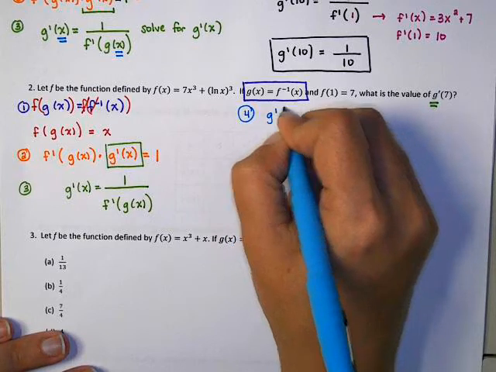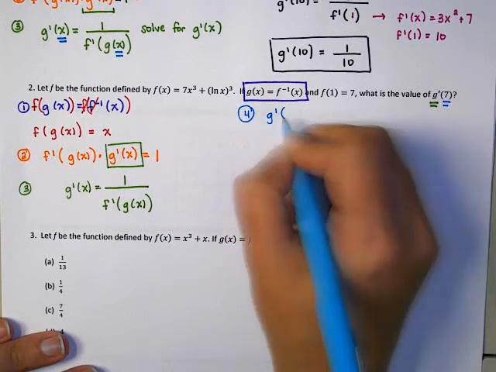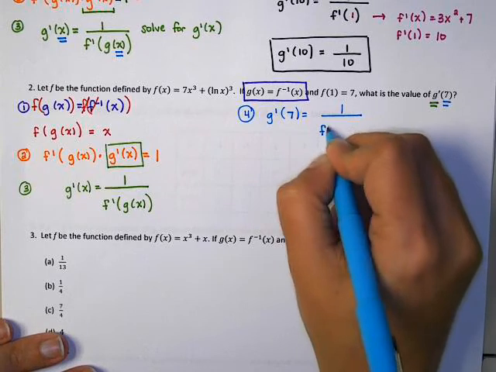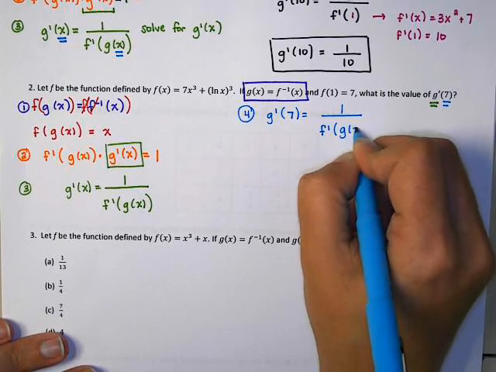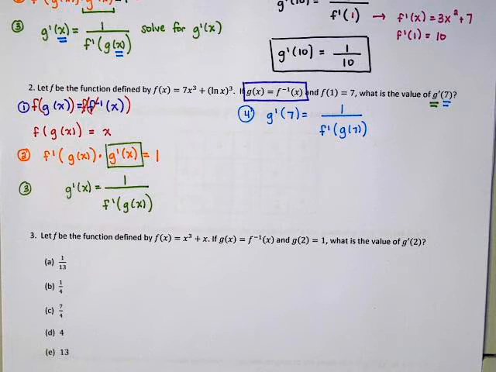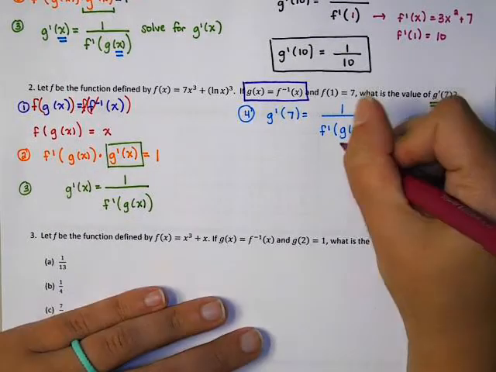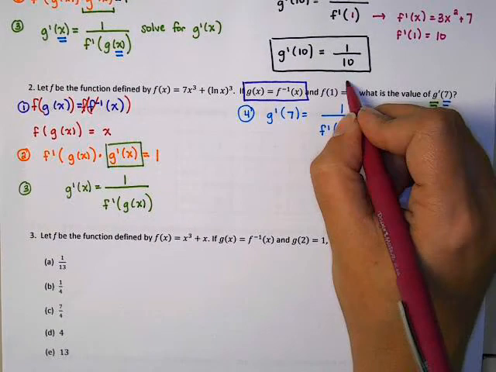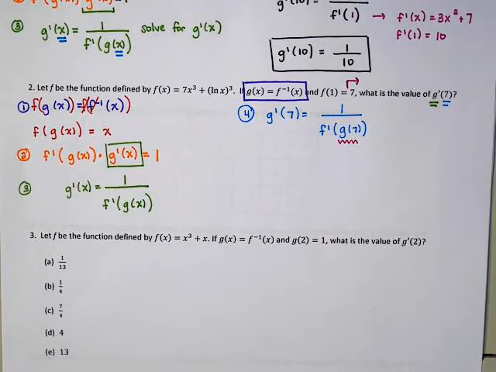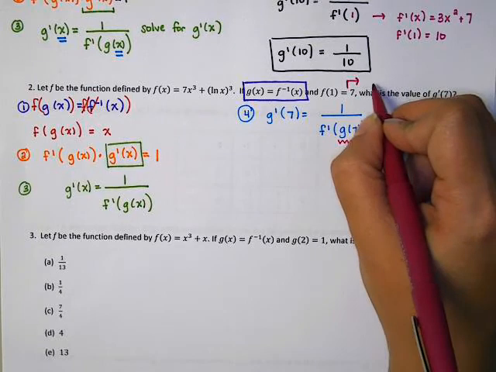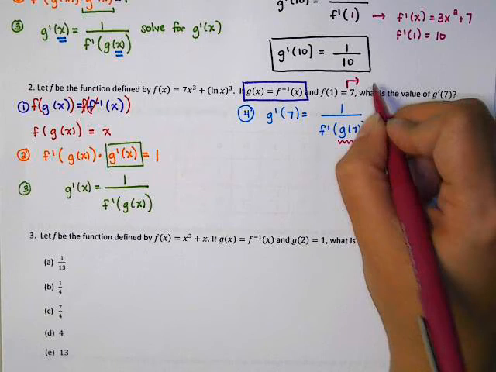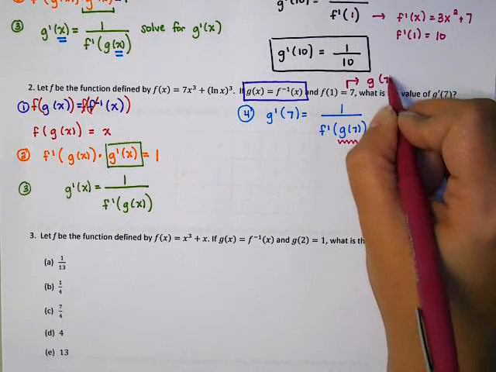So I want to find g prime of 7, which means I need to figure out 1 over f prime of g of 7. In order to find g of 7, I would either need to know g of x's function, so I could plug in the number 7, or I need to know the relationship between inverse functions. What the relationship between inverse functions tells me is that if f of 1 is 7, then g of 7 is 1.